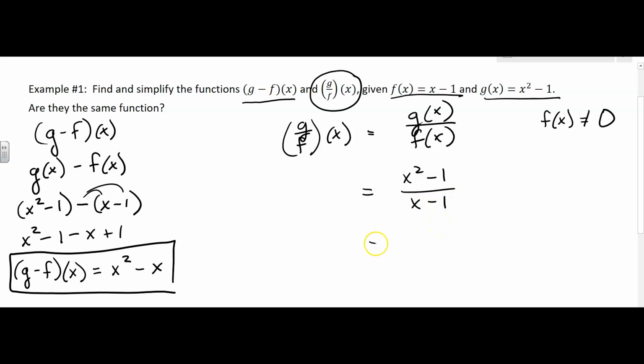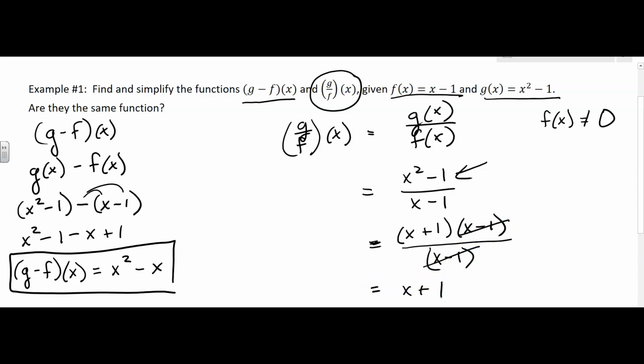Now we can simplify that by factoring the numerator, x plus 1 times x minus 1. So you're factoring up here. That's the difference of squares. I don't know when you had your last math class, so I'm just trying to review some of the things that you might have forgotten. Okay, in the denominator, you have x minus 1, and that's a binomial. Those binomials cancel, and so we get x plus 1.